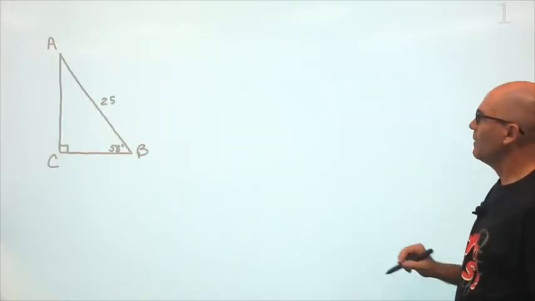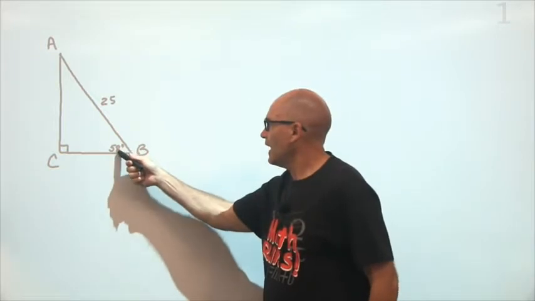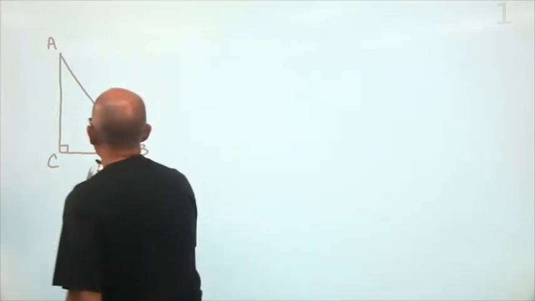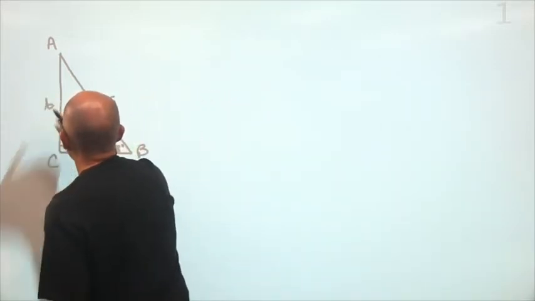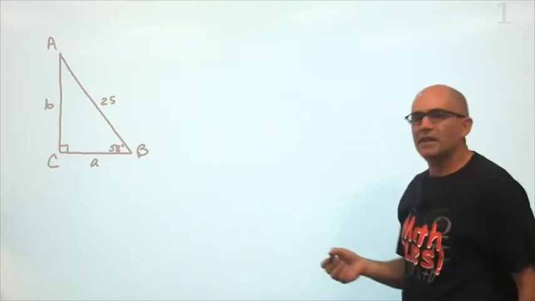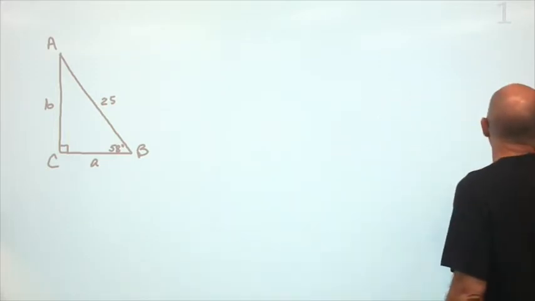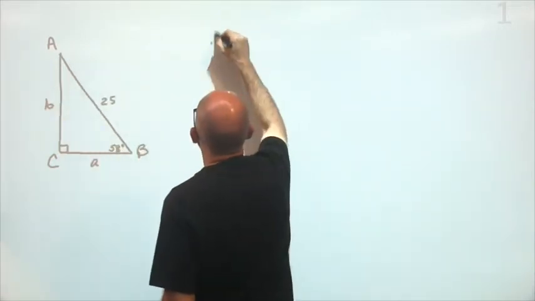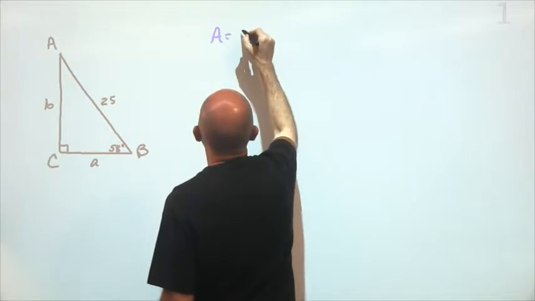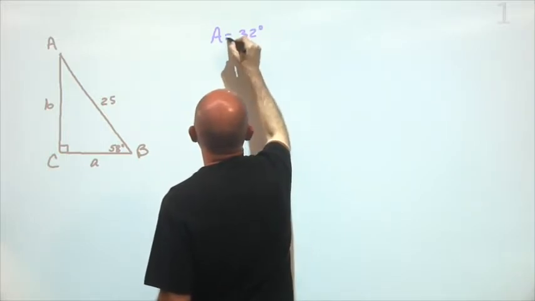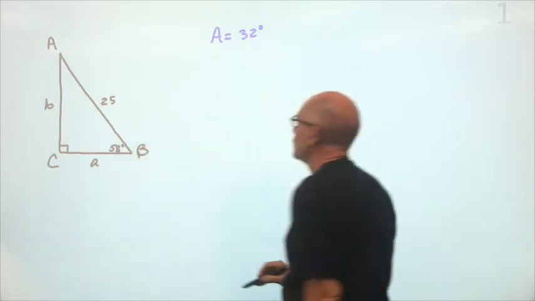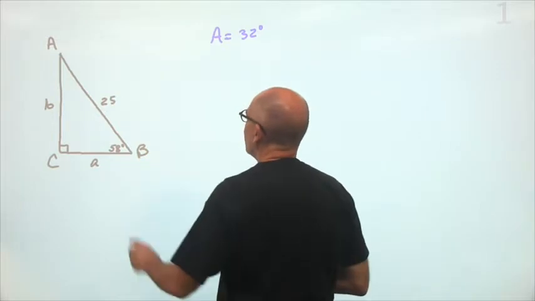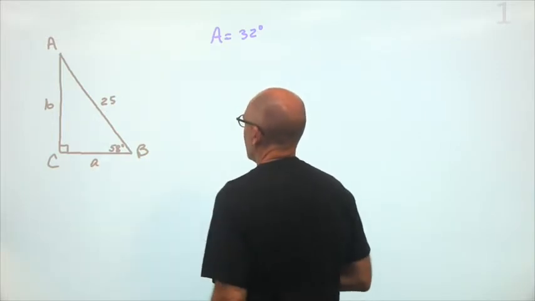Okay, now, this time we're given an angle and the hypotenuse. And we're trying to find side A and side B. So we have a similar situation as before, because first thing we do is realize that A has to be the complement of B. So that means angle A has to equal 32 degrees, so that 58 and 32 adds up to 90. And then we need to find side A.